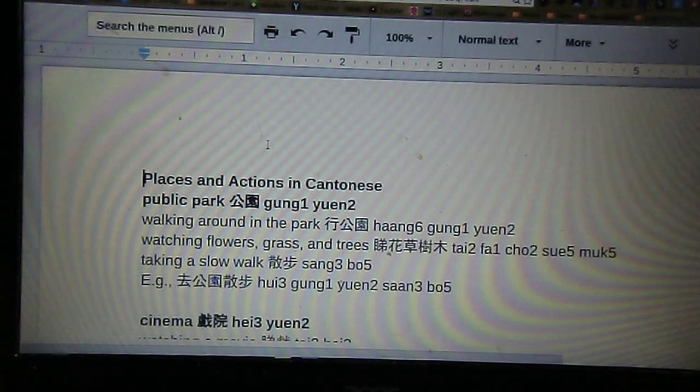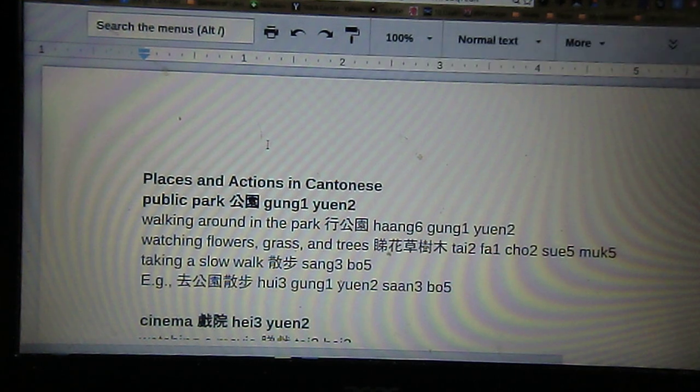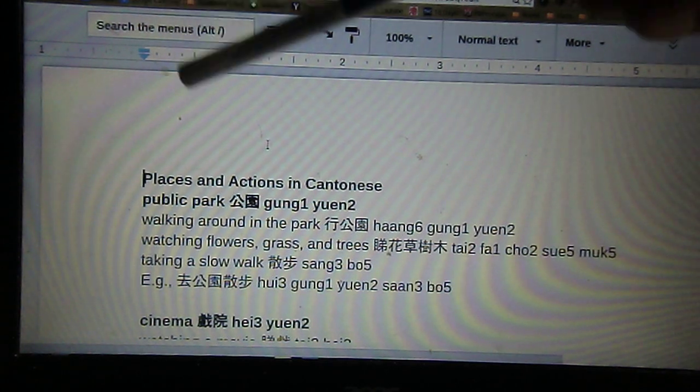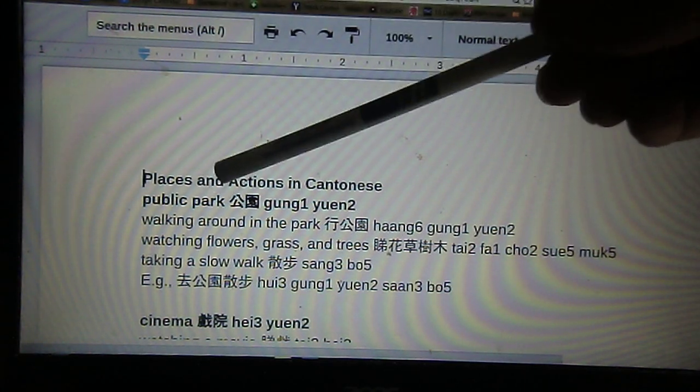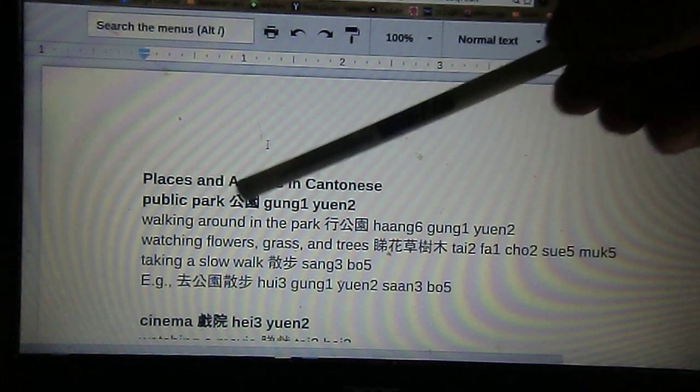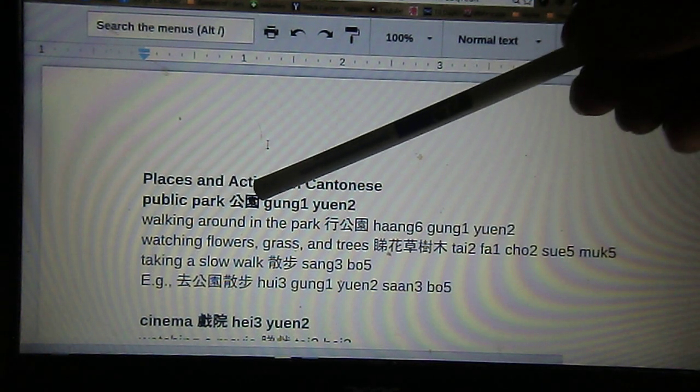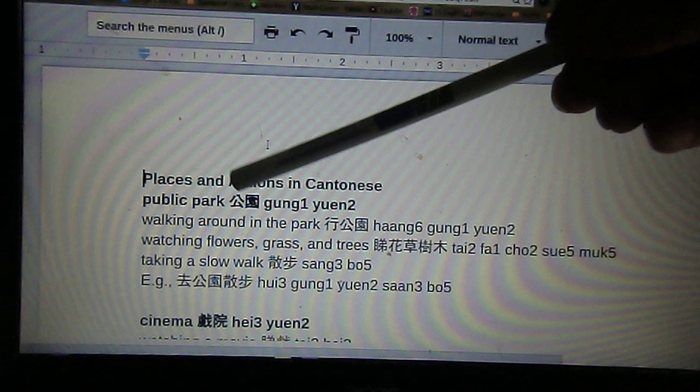Long time no see. So today I'm going to talk about the places they can go to in Hong Kong and also the action that can take place in those places. So first of all, you can go to a public park. A public park actually is public garden, right? A public garden. Gong has several meanings.